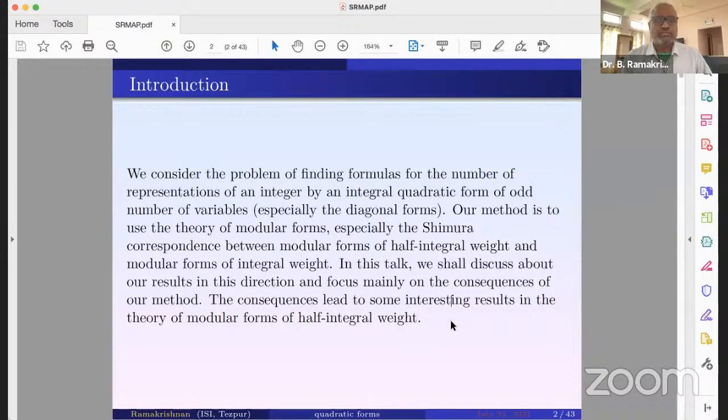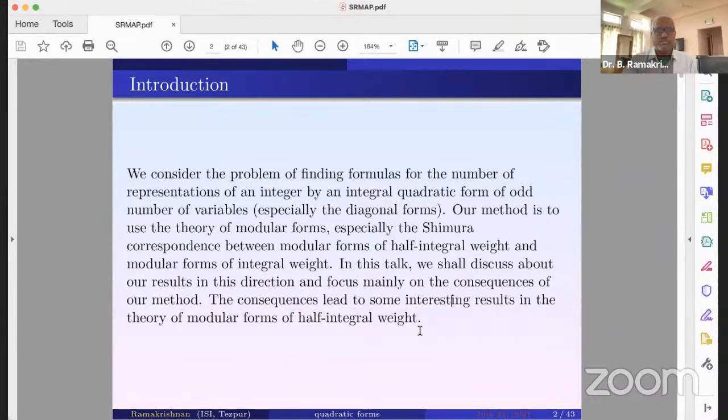Okay, so we consider the problem of finding formulas for the number of representations of an integer by an integral quadratic form of odd number of variables, especially the diagonal forms. Our method is to use the theory of modular forms, especially the Shimura correspondence between modular forms of half integral weight and integral weight. In this talk, we shall discuss our results in this direction and focus mainly on the consequences of our method. The consequences led to some interesting results in the theory of modular forms of half integral weight.